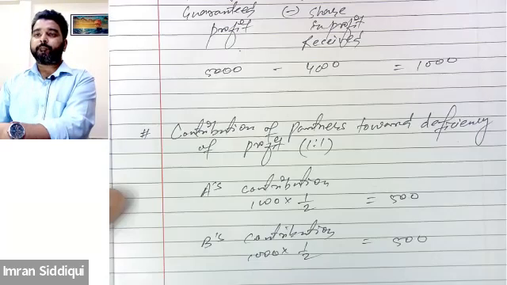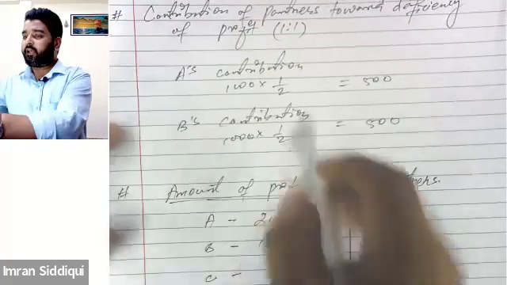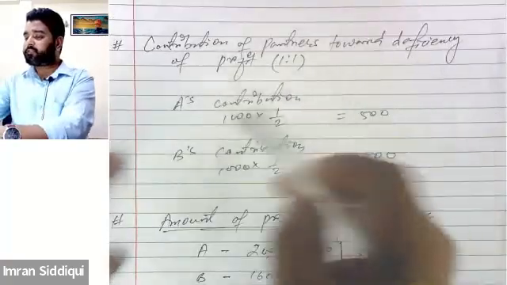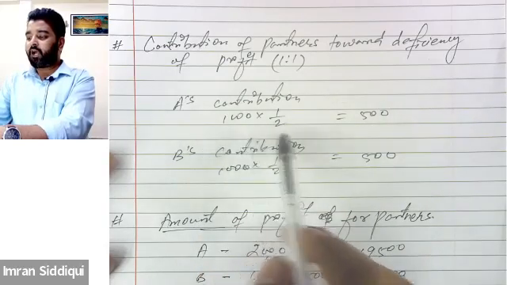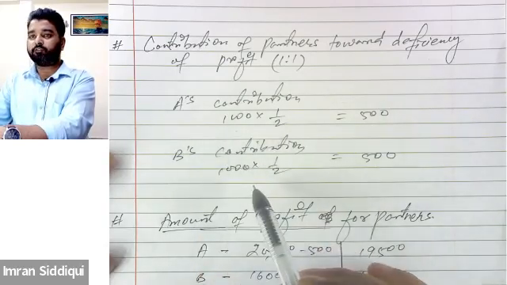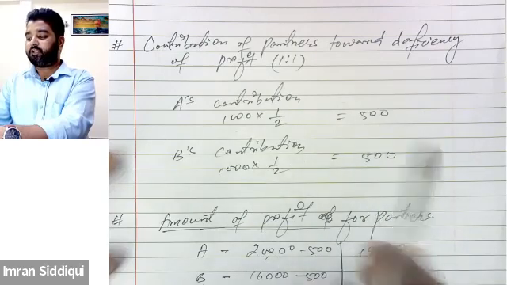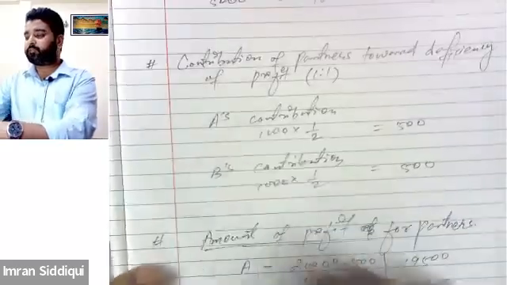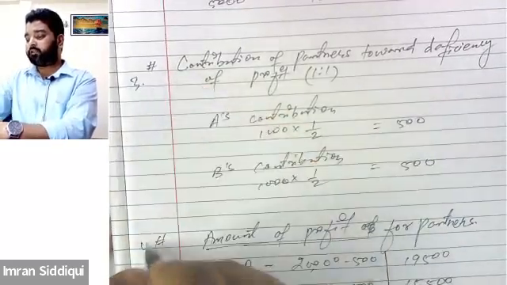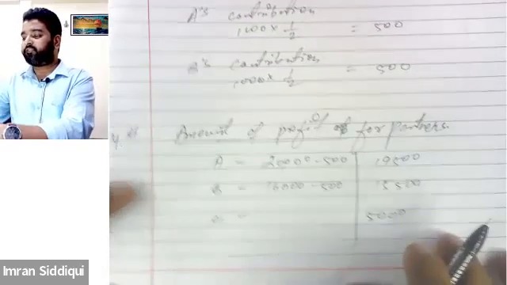Then we have appropriated the deficiency in respect of A and B. So A will be contributing half of 1,000 and B will also contribute half of 1,000. That means 500, 500 each. Now we will calculate the final profit of A, B, and C. This was the third step, and now the fourth step is to calculate the final amount of profit.